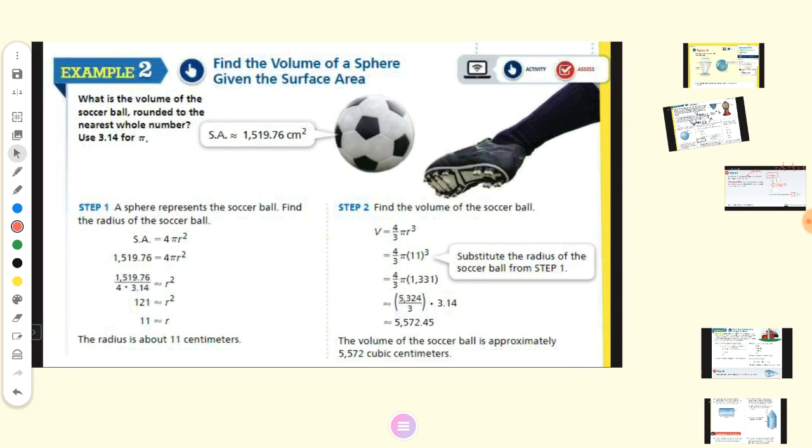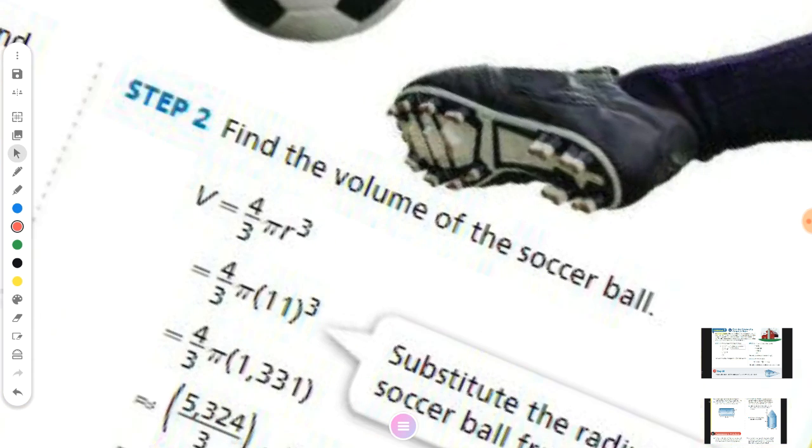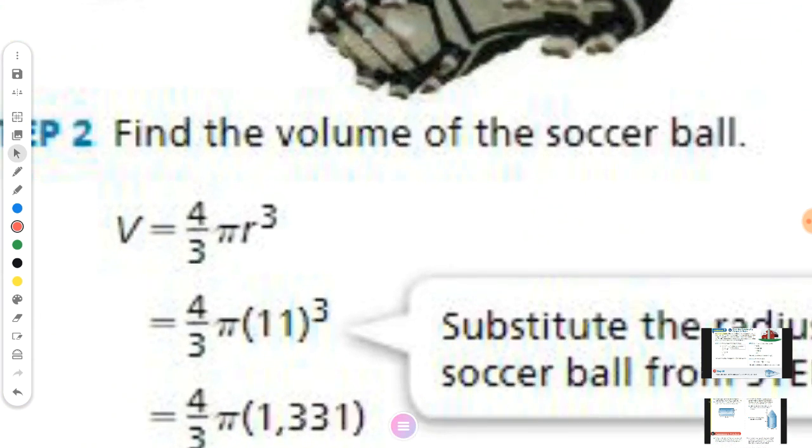But it will not always give you a direct question. Sometimes they will give you the surface area of the ball and ask you for the volume. As I told you before, in the volume of a sphere, we only need r. If you have r, you can find the volume. So our problem is r.